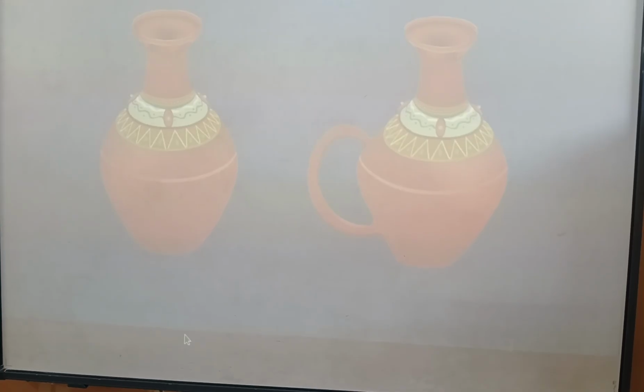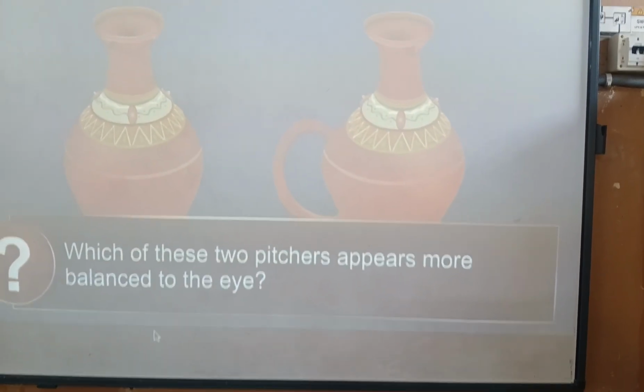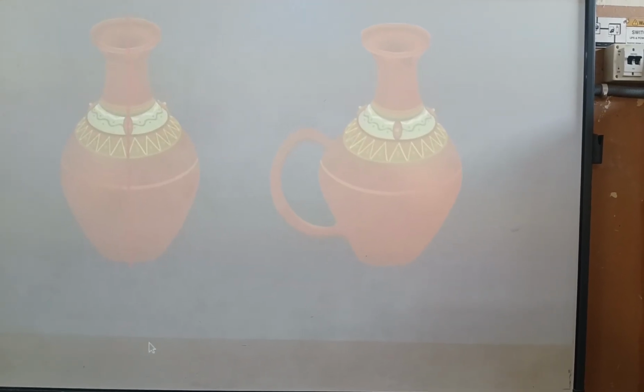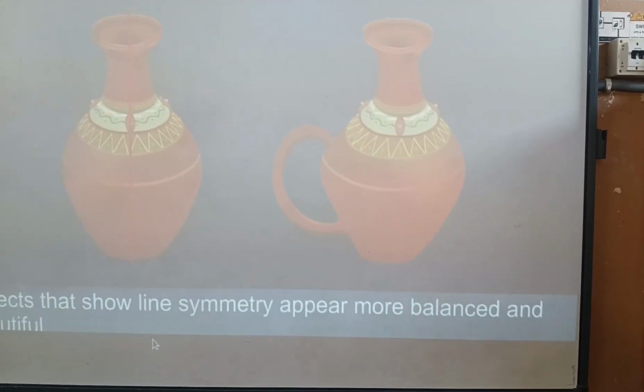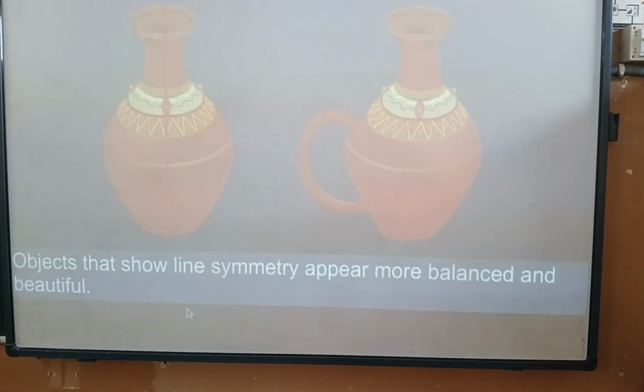Observe these two pictures. Which of them appears more balanced to the eye? The picture that shows line symmetry appears more balanced. All objects that show line symmetry appear more balanced.